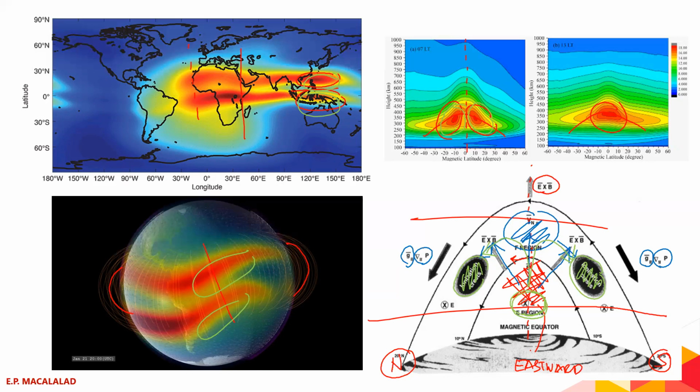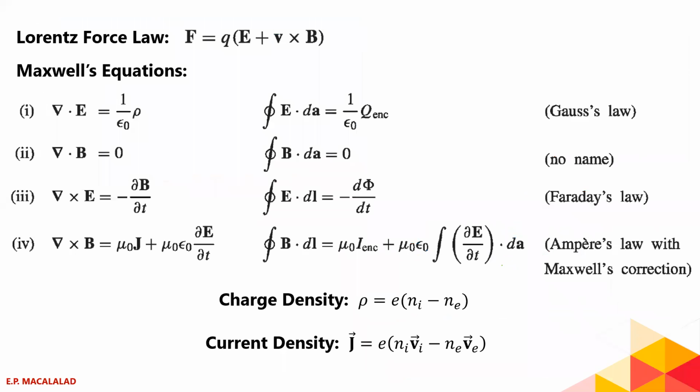So that means the relationship between electric field and magnetic field that dictates the motion of your particles, your electrons and your ions in the space environment, will now depend on the electrodynamics of those particles. That's why it's very important to remember your Maxwell's equations.